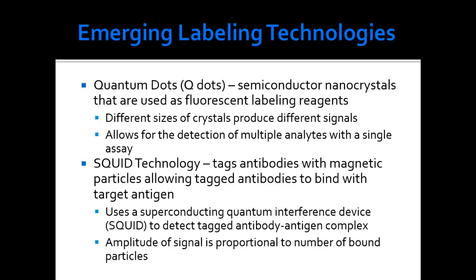We do have some new emerging labeling technologies coming out. The first one is quantum dots, or sometimes called Q dots. This is where semiconductor nanocrystals are used as a fluorescent labeling reagent. There's different sizes of crystals that produce different signals. The SQUID technology is a superconducting quantum interference device that actually uses magnetic particles, and the strength of the magnetic field would determine the amount of particles that were created.